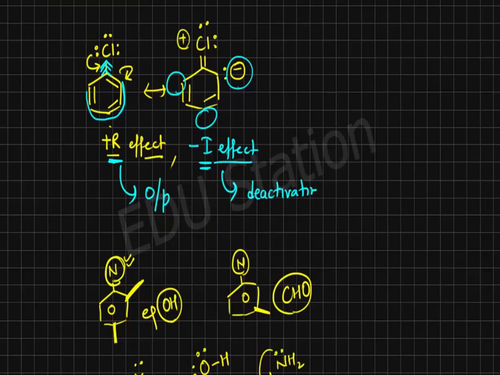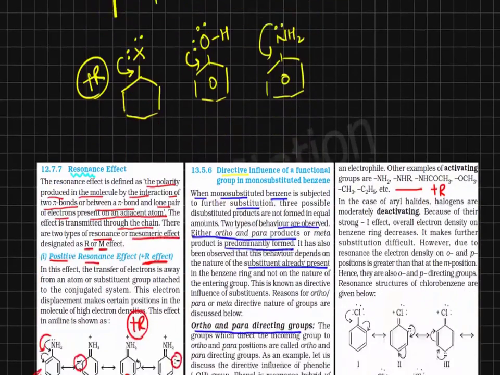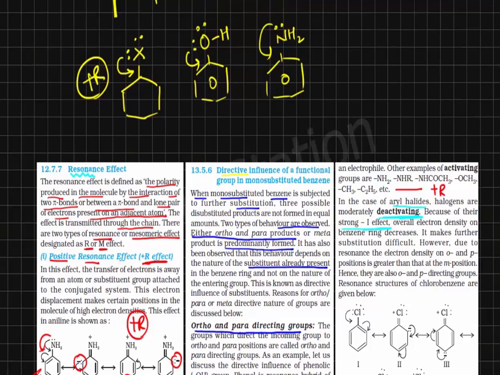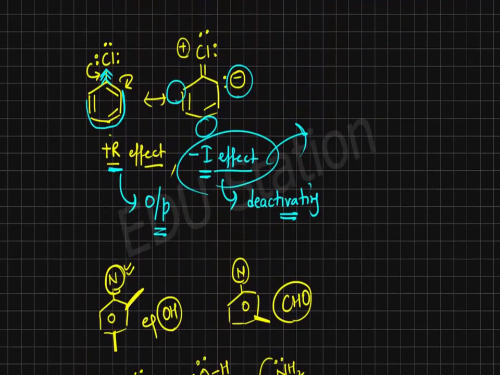So, they are deactivating. Normally ortho para groups are activating, but halogens are ortho para, yet they are deactivating. If you are asked why they are deactivating, you are supposed to write because they show very strong minus I effect. So, this is written over here. Aryl halides, halogens are moderately deactivating because of strong minus I. I hope this concept is clear.